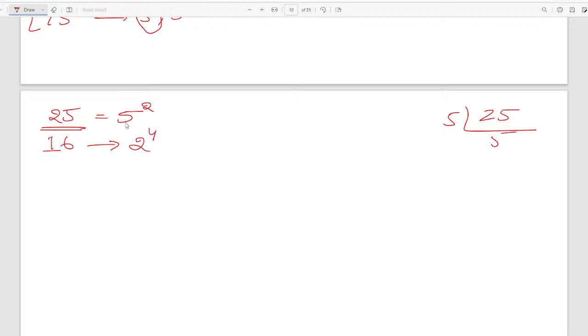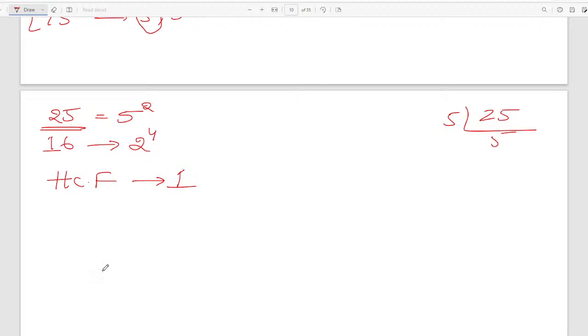So in this case, when you have to find the HCF of these two, you take the common factors. Here there is no common factor, so the highest common factor would be 1.